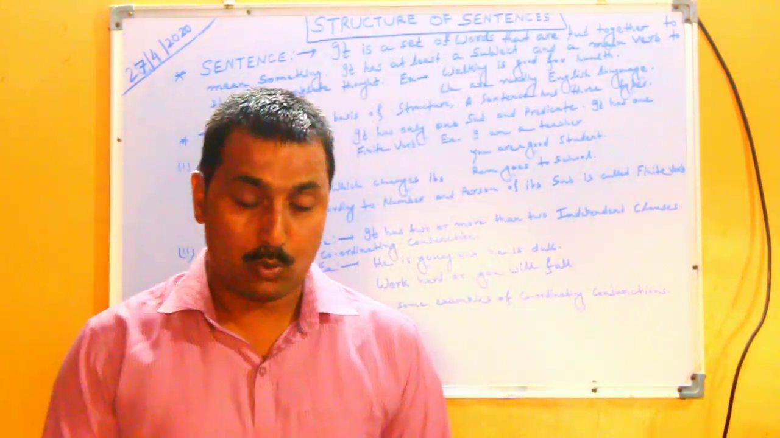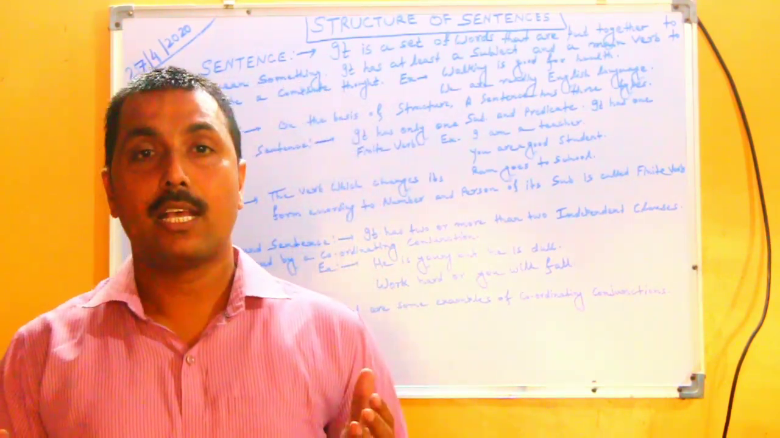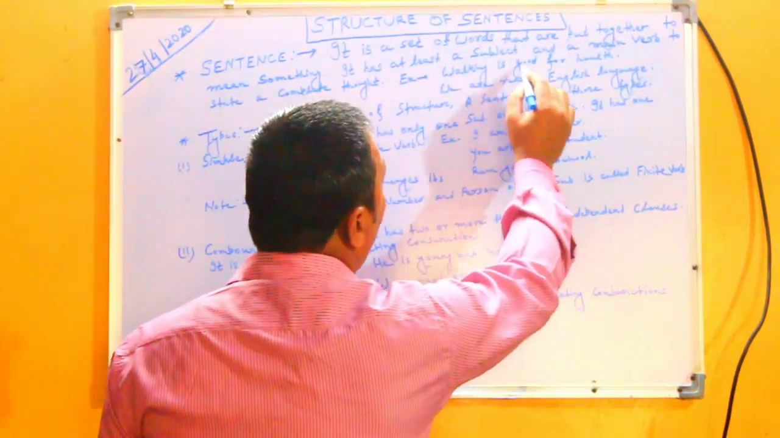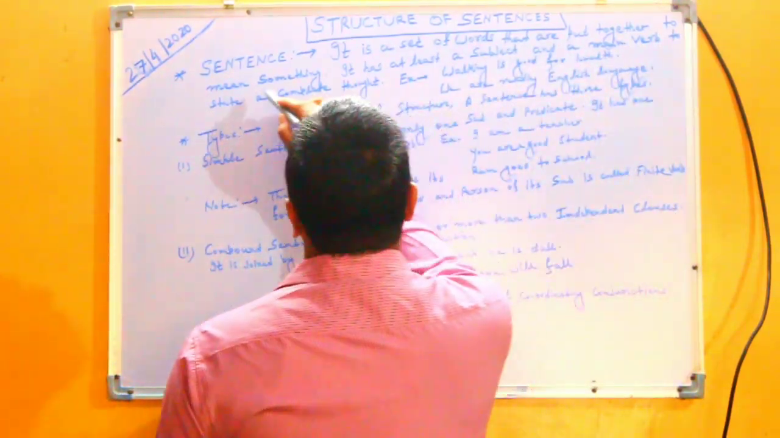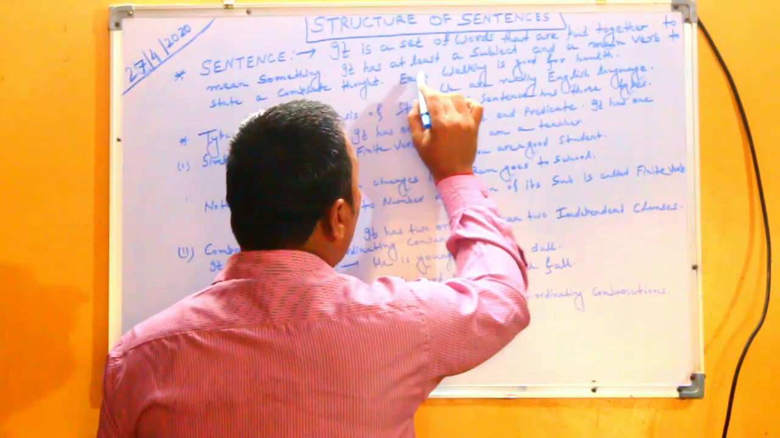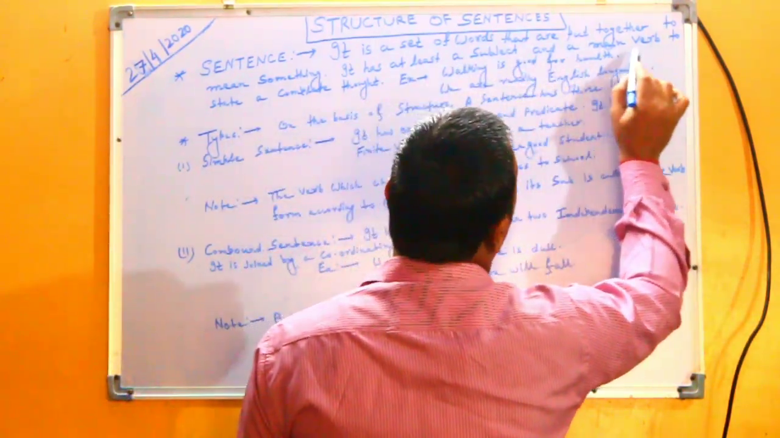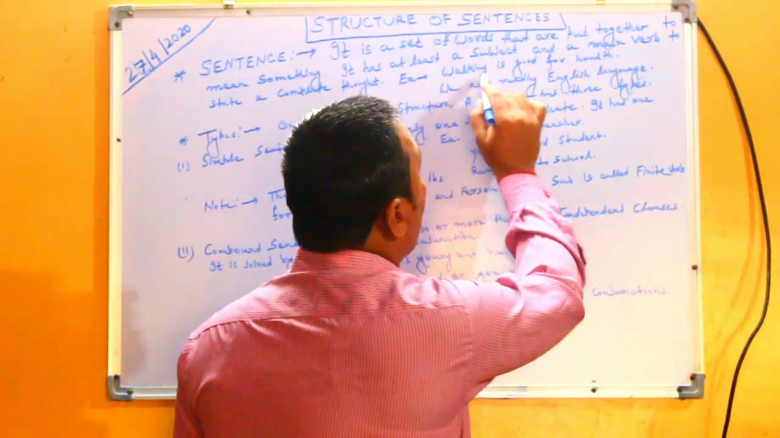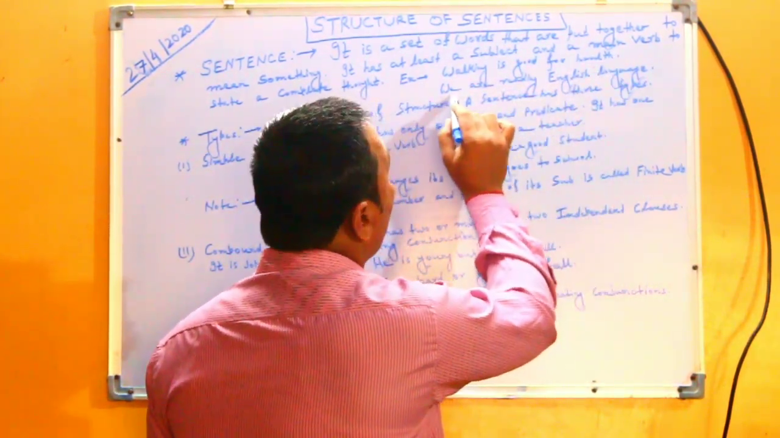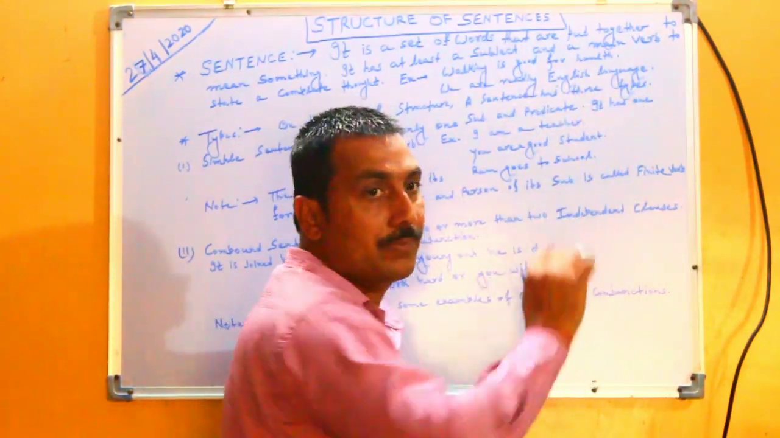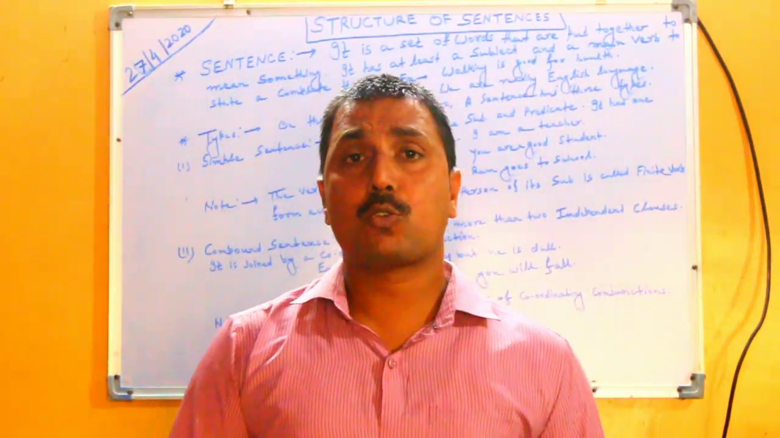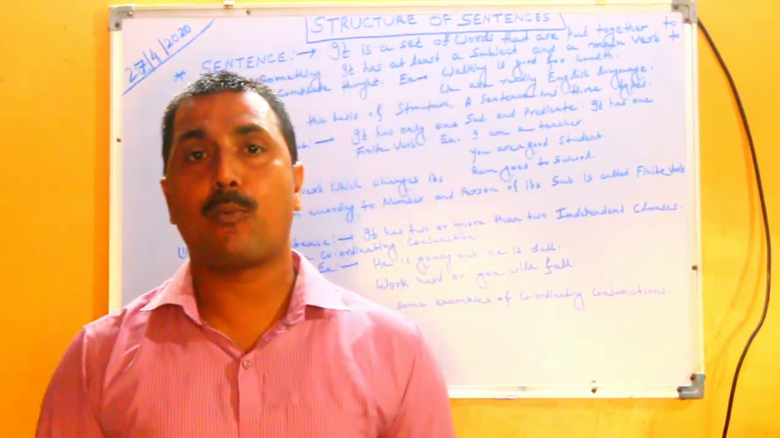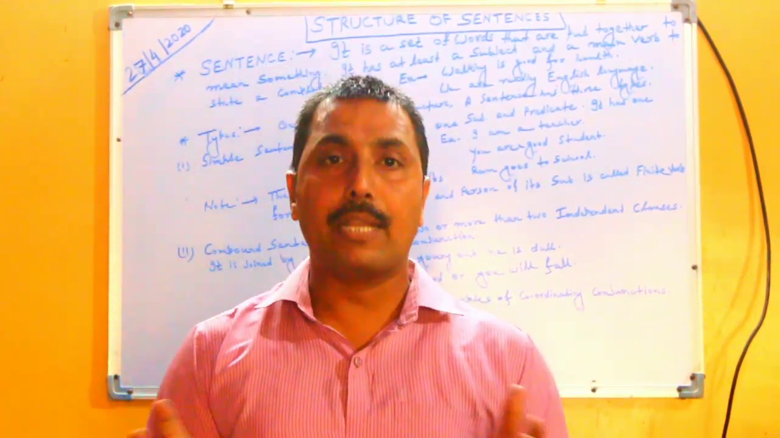What is sentence? So the definition of sentence is very simple. It is a set of words that are put together to mean something. It has at least a subject and a main verb to state a complete thought. Example: walking is good for health, or we are reading English language. There are so many definitions of sentence. Sentence is a group of words that gives complete meaning.